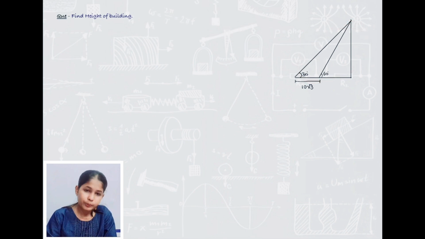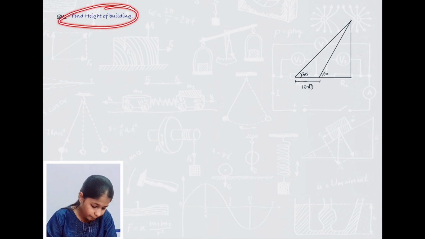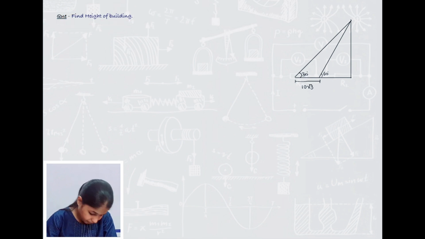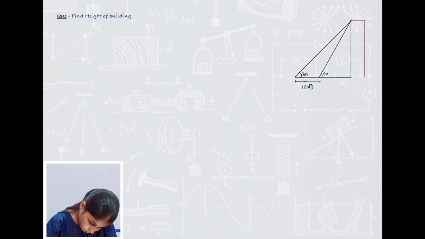So only for your revision, I have taken this question here. Let's solve this question. First of all, find the height of the building. What is the building here? So let me draw here. This is actually our building.